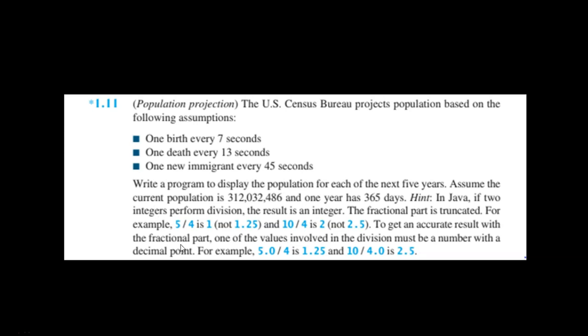So they have an example right here. 5 divided by 4 will equal 1, not 1.25, because it just kind of chops off that remaining decimal. And so to get an accurate part of the fraction, you're going to need to use a double value or a decimal value in some part of the equation. So just know that. We'll go over this before we start the next lesson.